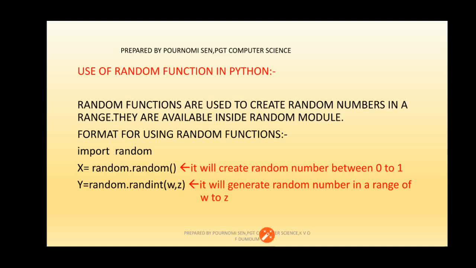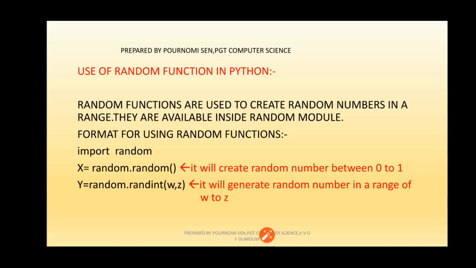Built-in function in Python, which is the random function. Random function is a built-in function which is available in the random module. In our last class, we have already discussed how to import a module in a program to use built-in functions that are available inside that particular module. So let's see what a random function actually does. Random functions are used to create random numbers in a range. They are available inside the random module.